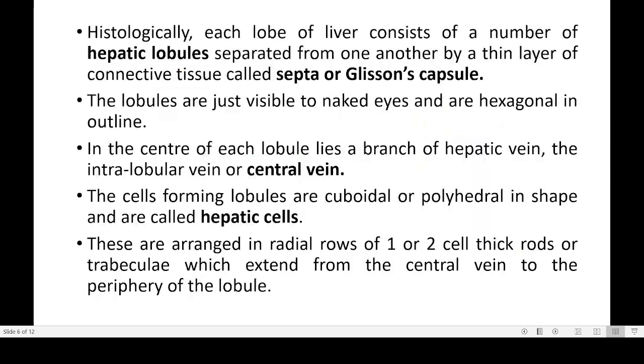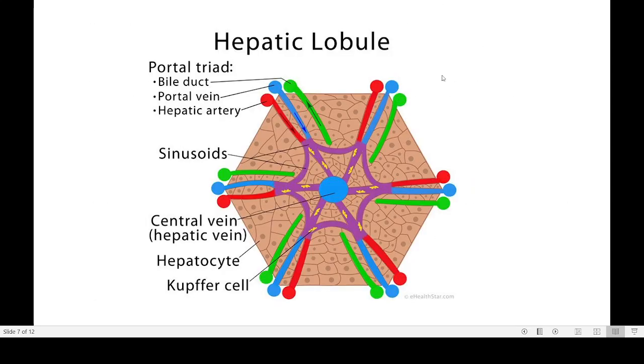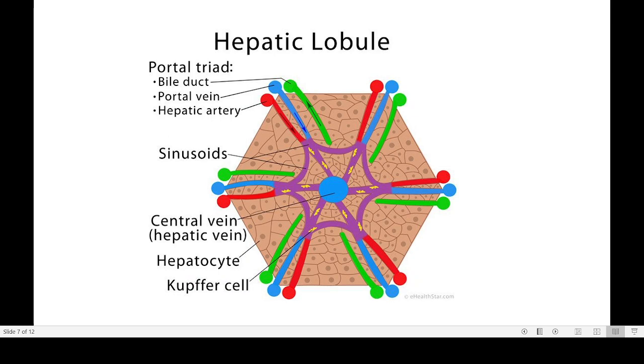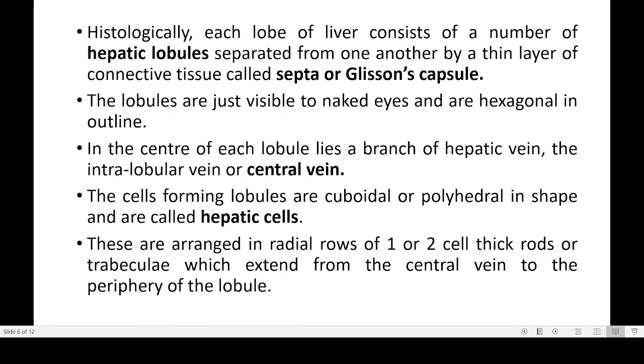Here you can find the hepatocytes or hepatic cells, and they are arranged in radial rows. In this picture you can find that this is one row. This is the hepatic vein or central vein, and we can find different layers of cells arranged at different radii. So these are known as radial rows of hepatic cells. That is the arrangement of the hepatic cell or hepatocyte.